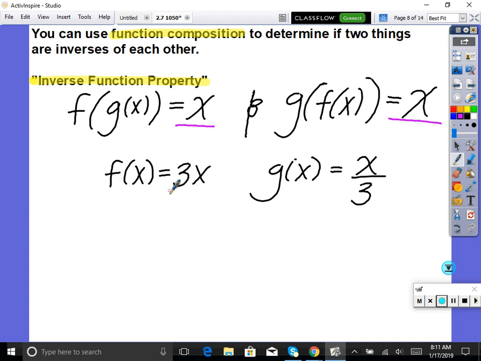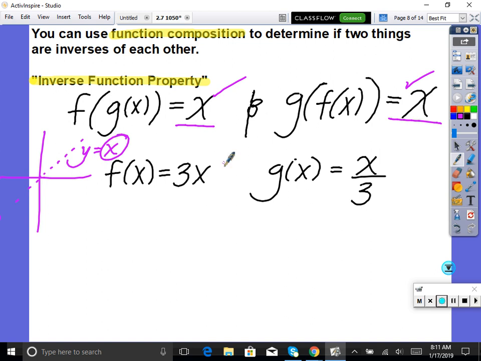So we need to take and do f of g of x, and it needs to simplify always to be x. And we need to do g of f of x, and it always simplifies to be x. Now if you're wondering why it needs to simplify to be x, well, inverses are reflection over the y equals x axis, so it needs to simplify to be x. Does that make sense? Okay, so let's do it.